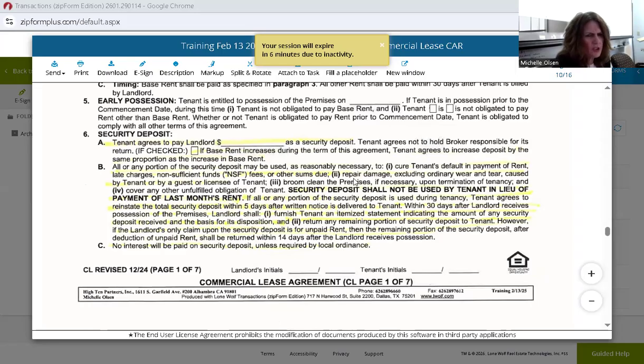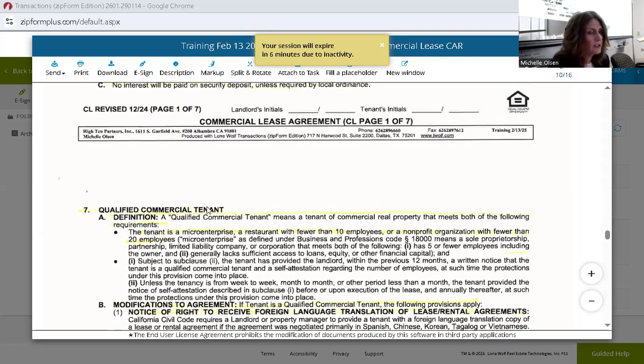And 6B tells you what the security deposit can be used for. It cannot be used by the tenant in lieu of the last month's rent, but the lessor can use it if the tenant is in default of rent or late payments or NSF fees, things like that. It'll outline here what the security deposit covers, and once that's used, within 5 days of written notice from the lessor, the tenant needs to replenish that account, okay? They need to put the security deposit back up to where it should be, if they had to use it.